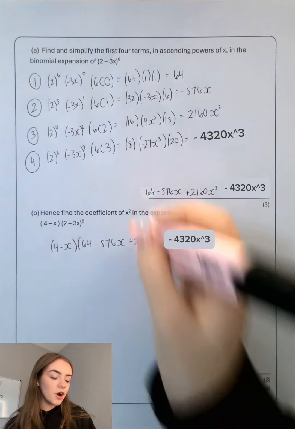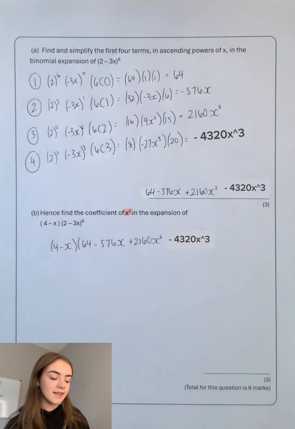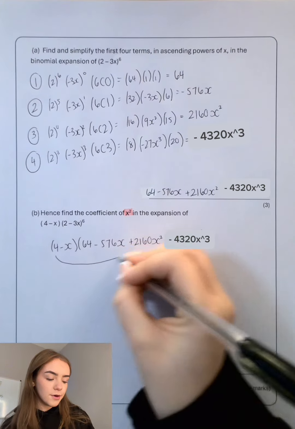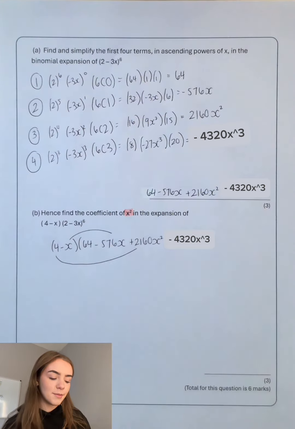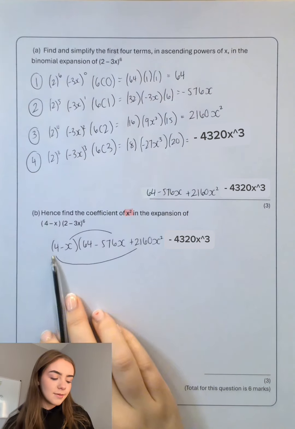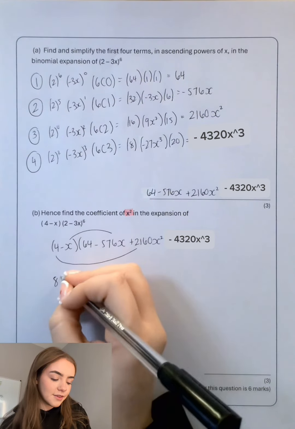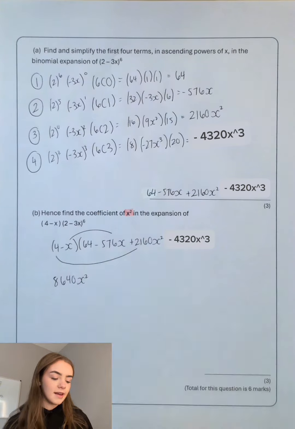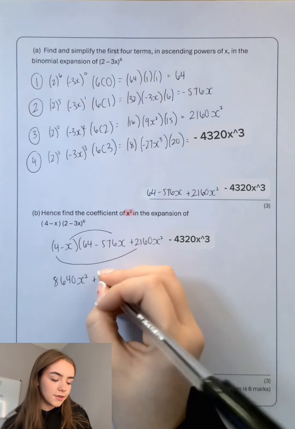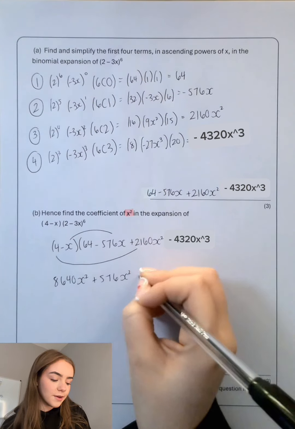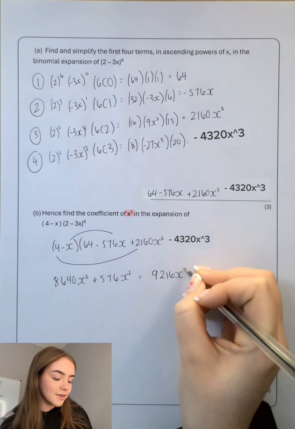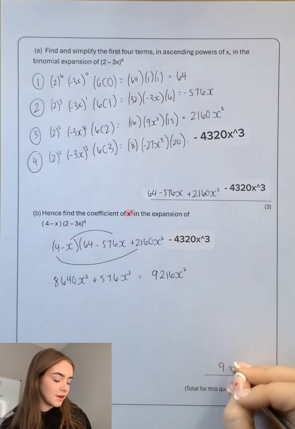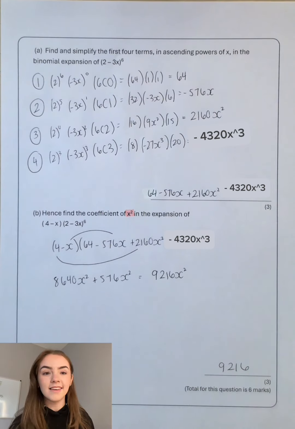Since we only want to look at the coefficient of x^2, when we expand this, let's see which terms multiply to give us an x^2 term. That would be 4 times 2160x^2 and -x times -576x. Multiplying these two terms together, we'll have 8640x^2. And multiplying these terms together, we'll have plus 576x^2. Collecting these terms together, we'll have 9216x^2. So the coefficient will be 9216, and this is our final answer.